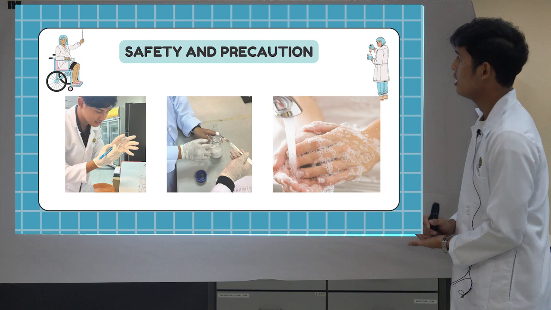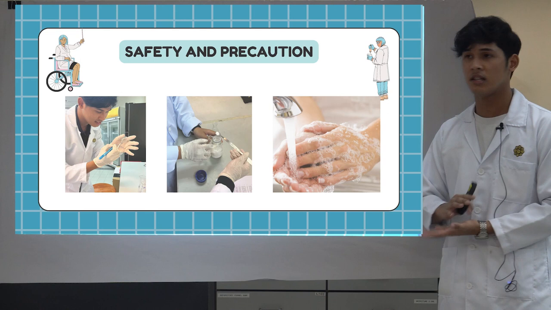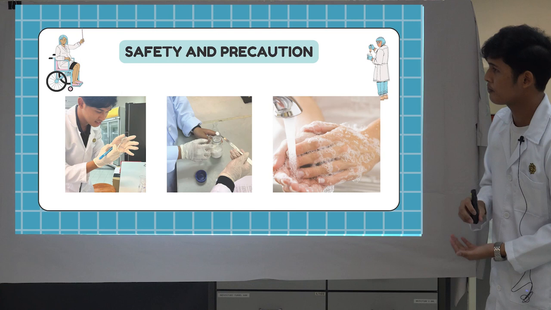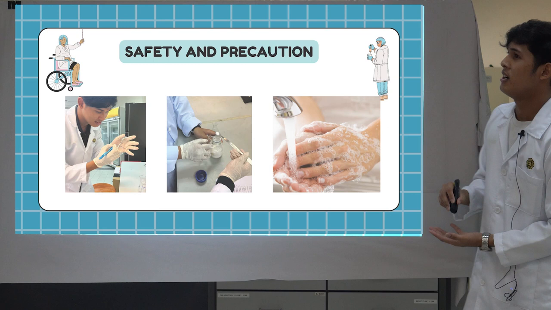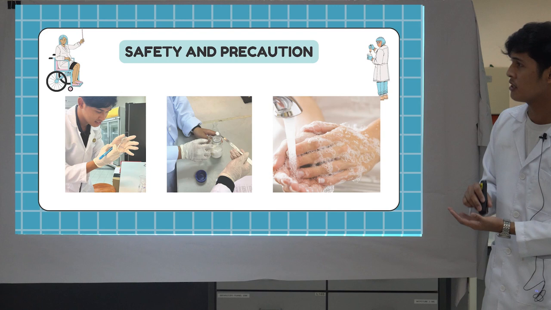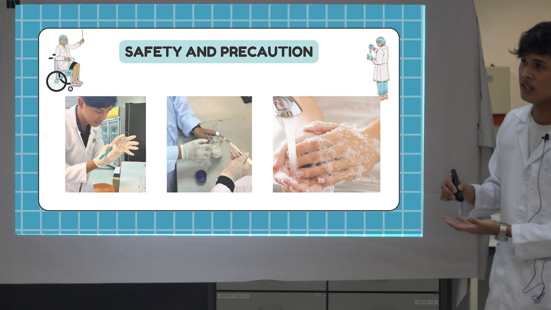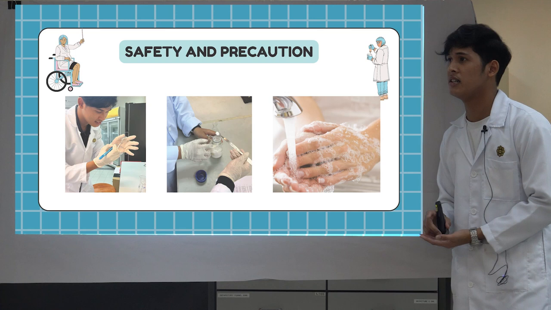Lastly, if a corrosive chemical gets on our skin or clothes, we need to immediately wash the affected area with a large amount of water. And if our clothes catch on fire, use the safety blanket. After that, notify the instructor about the accident. So I think that's all from our group. Thank you.